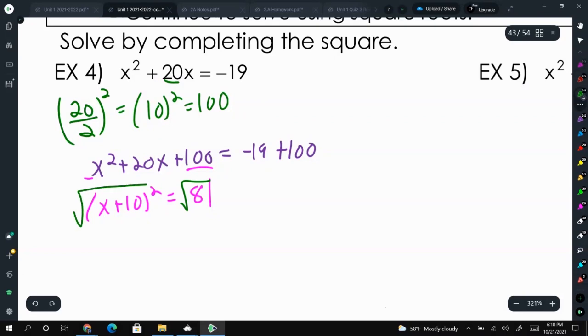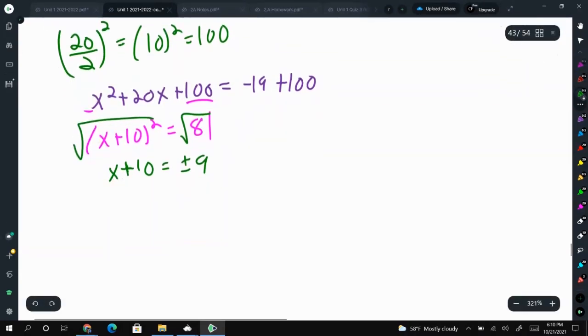Then we square root both sides. We get x plus 10 equals plus or minus 9. And then our two equations are going to be x plus 10 equals negative 9.